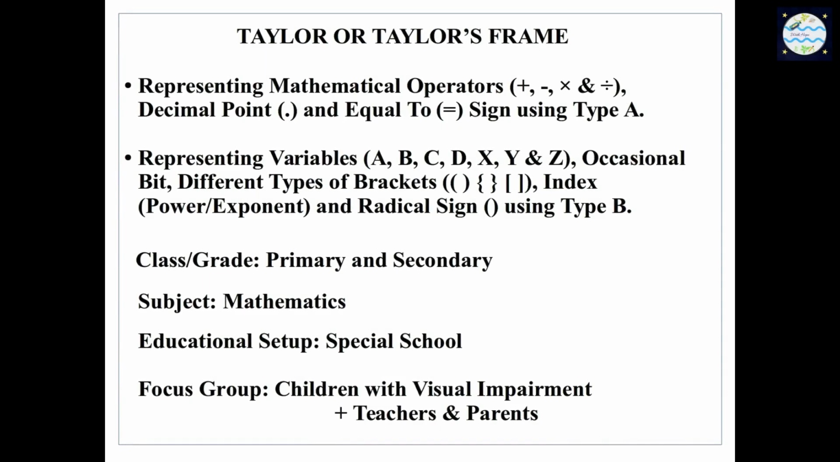In this session, we will learn how to represent mathematical operators like addition, subtraction, multiplication, division, decimal point, equal to sign using type A or the arithmetic type, and how to represent variables like A, B, C, D, X, Y, Z, different types of brackets, and the radical sign using type B or the algebraic type on the Taylor's frame, an assistive device or tool that enables children with visual impairment to represent and perform mathematical calculations with the help of their tactile sense.